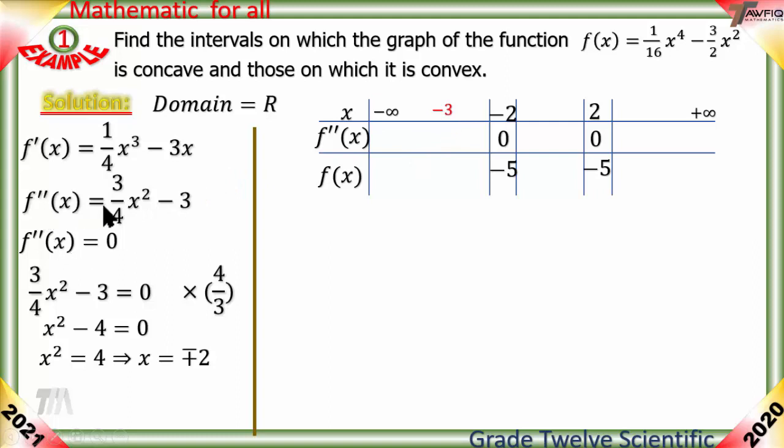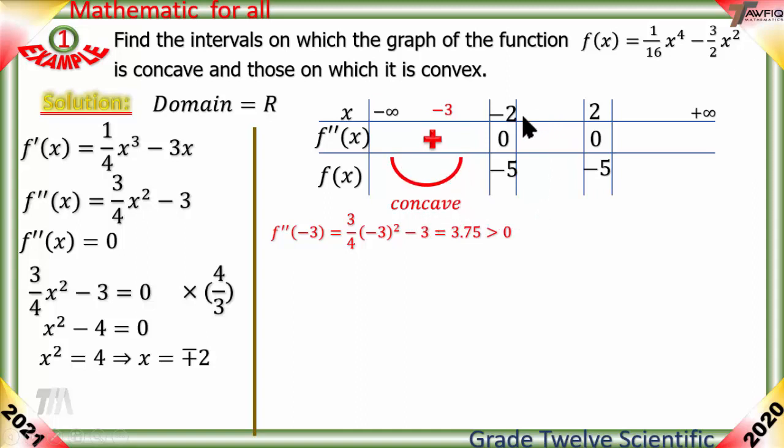Minus 3 substituted in the second derivative. Minus 3 squared is 9, 9 times 3 is 27. 27 over 4 minus 3 is 3.75. That means it is positive. Because the second derivative is positive, the function is concave.